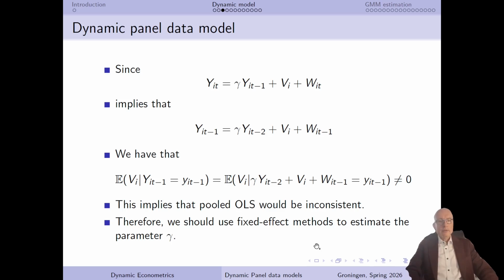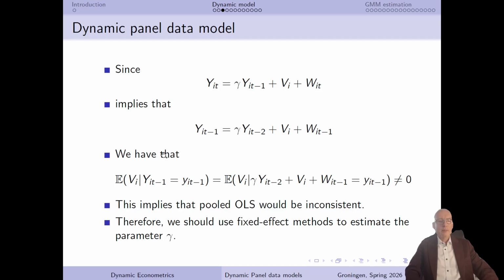Let me now go back to the model that we already had, which has y_it at the left hand side, and gamma y_i,t-1 plus v_i plus w_it at the right hand side. Well, if this is going to be the correct model, then of course we also have that y_i,t-1 is equal to gamma y_i,t-2 plus v_i plus w_i,t-1. This is then just the function that we're going to have with respect to the lagged outcome. The only thing that I have done is that I have replaced t minus 1 by t minus 2, and of course w_it by w_i,t-1.